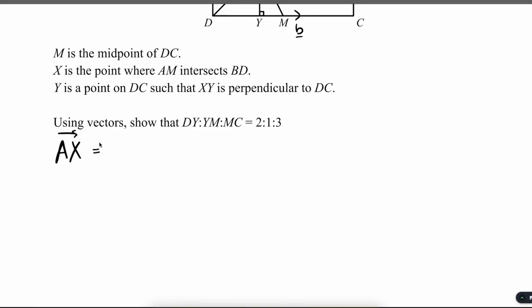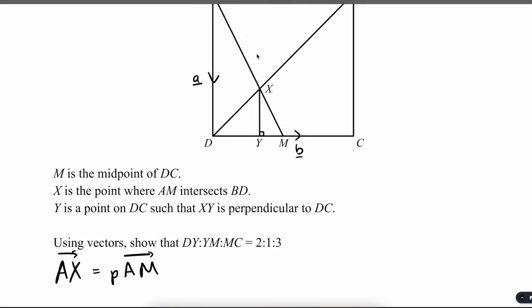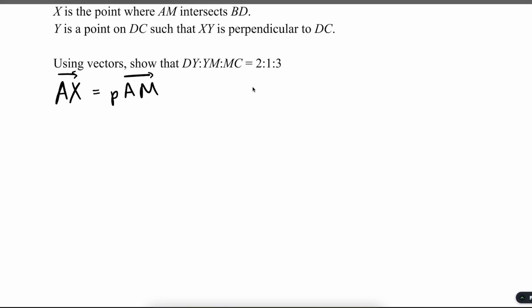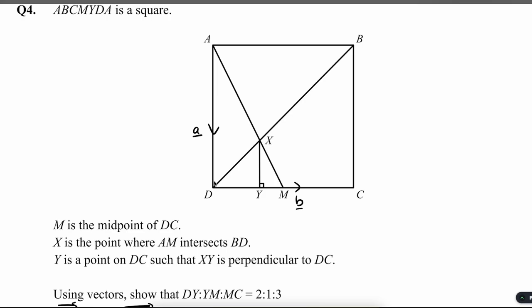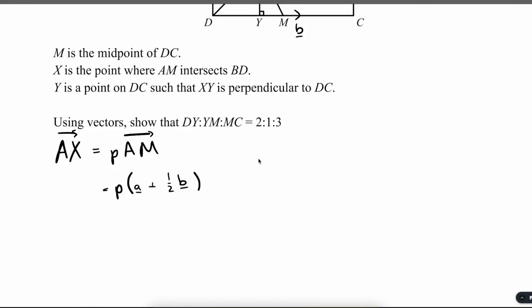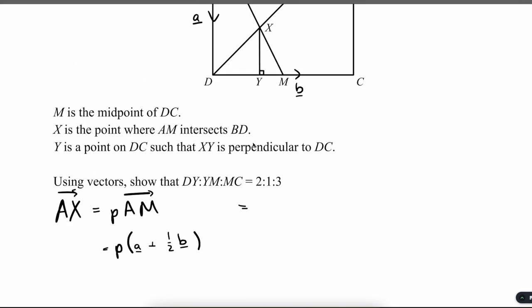Well, there's plenty of ways to get to X, but there's a scalar parameter p lots of AM, because it's part of AM. And so let's do that. So p lots of AM, which is a plus a half b. Okay, because we're going down a and then a half b. Okay, and it's also equal to AB.